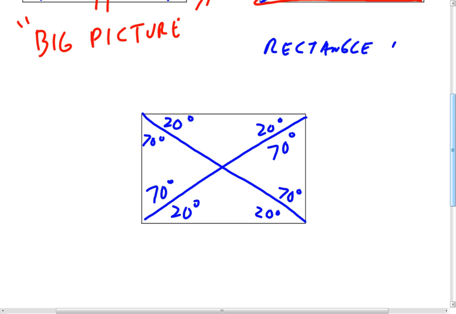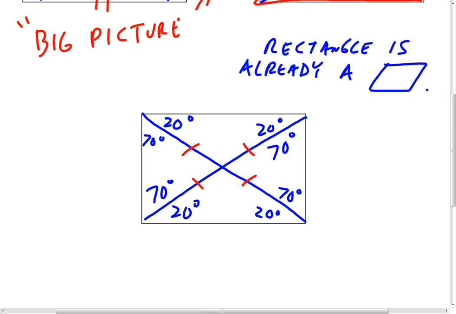a rectangle is already a, what does that symbol mean? Parallelogram. So if a rectangle is already a parallelogram, that means that it has all of those characteristics we wrote on that other sheet. So I can do this. If it's a parallelogram, I can split up those diagonals. But those diagonals happen to be equal. Write that right below this.